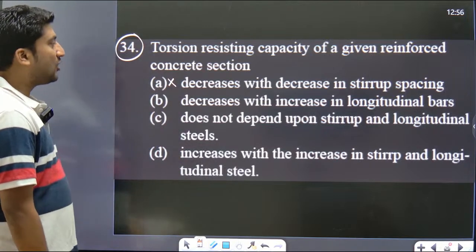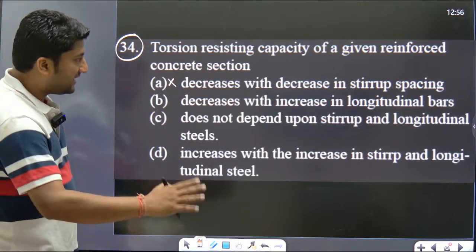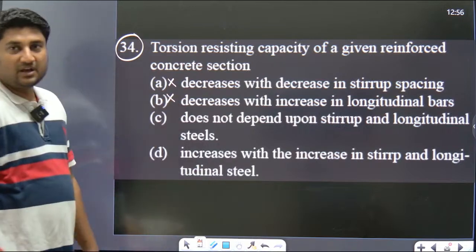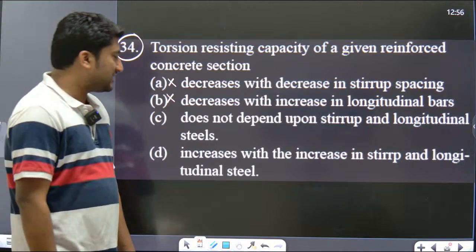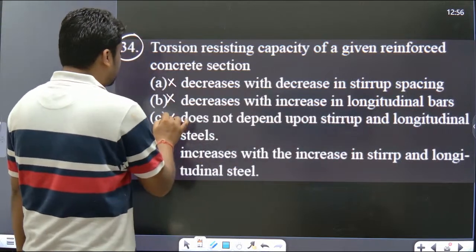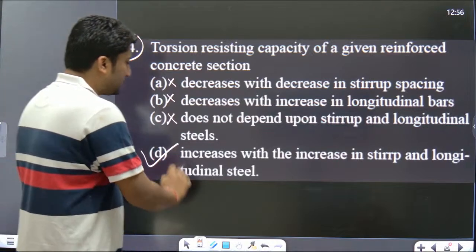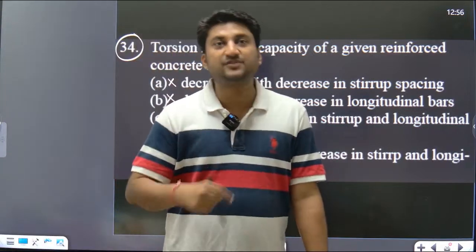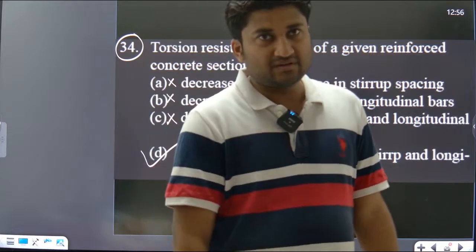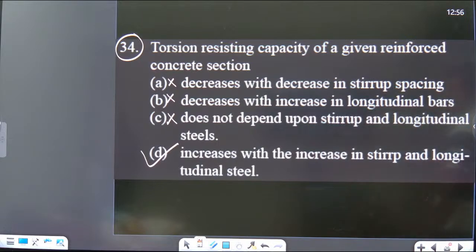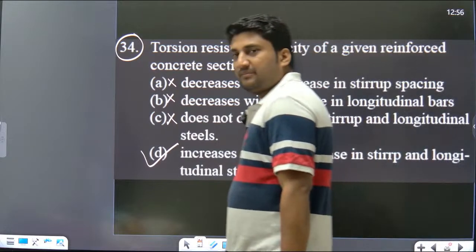Decrease with increase in longitudinal bar. So whenever you increase the longitudinal bar, will it decrease? No. Option B is also not the correct option. Does not depend upon stirrup? It depends upon the stirrup and longitudinal steel. Hence it increases with the increase in the stirrup and longitudinal steel. So whenever you increase the longitudinal steel as well as the shear stirrup, it will increase. Option D. So only by logic you will get the answer here. Understood everyone?